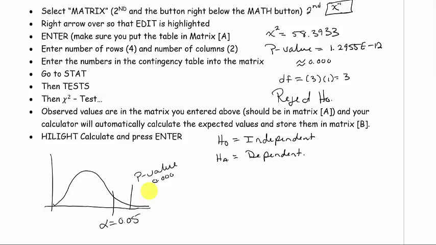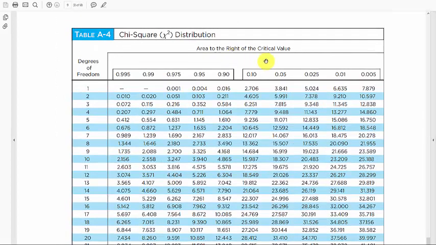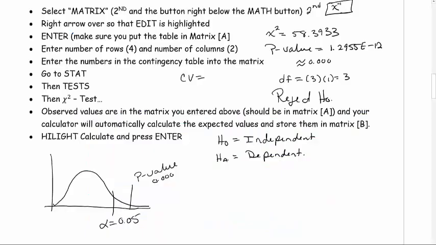If, for whatever reason, you're going to be doing this calculation by hand, then you would also want to look up the critical value in your chi-squared table. We have 3 degrees of freedom, and we're doing a 0.05 level test. So bring up your chi-squared table. The area to the right is 0.05, and we have 3 degrees of freedom, so that gives us a critical value of 7.815.